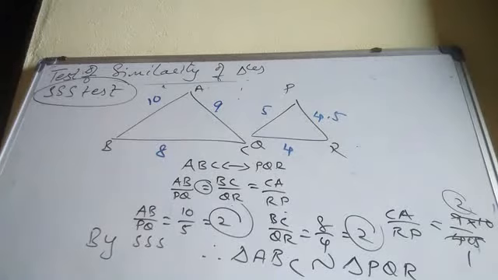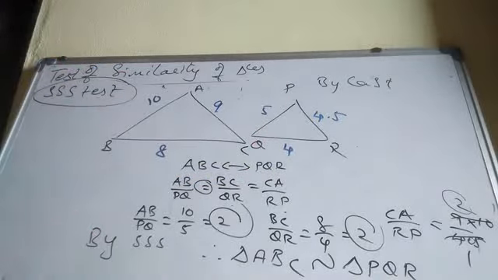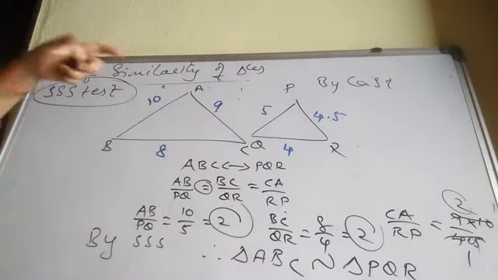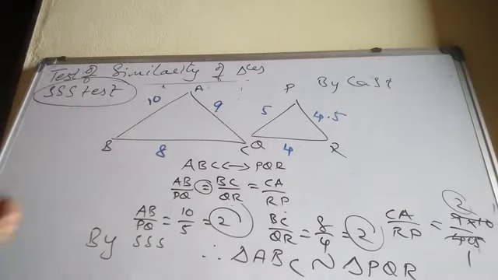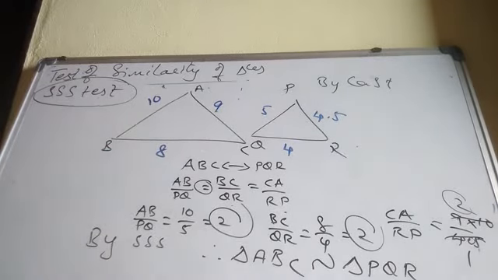And if you want to write the angles of the triangles, by CAST, corresponding angles of similar triangles are congruent, you use the congruent symbol. Angle A is congruent to angle P, angle B is congruent to angle Q, and angle C is congruent to angle R. Total how many tests of similarity are there?